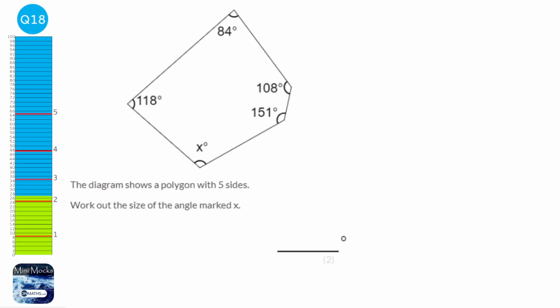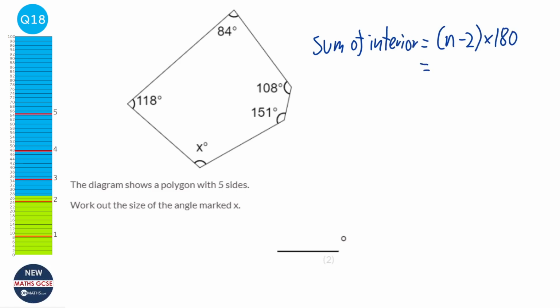Okay, first of all we need to work out what the interior angles would add up to. So the sum of the interior angles is equal to n minus 2 times 180. Now n is the amount of sides, and it says it has 5 sides, so it would be 5 take away 2, which is 3, and then times 180, which would be 540. So we know it will add up to 540.